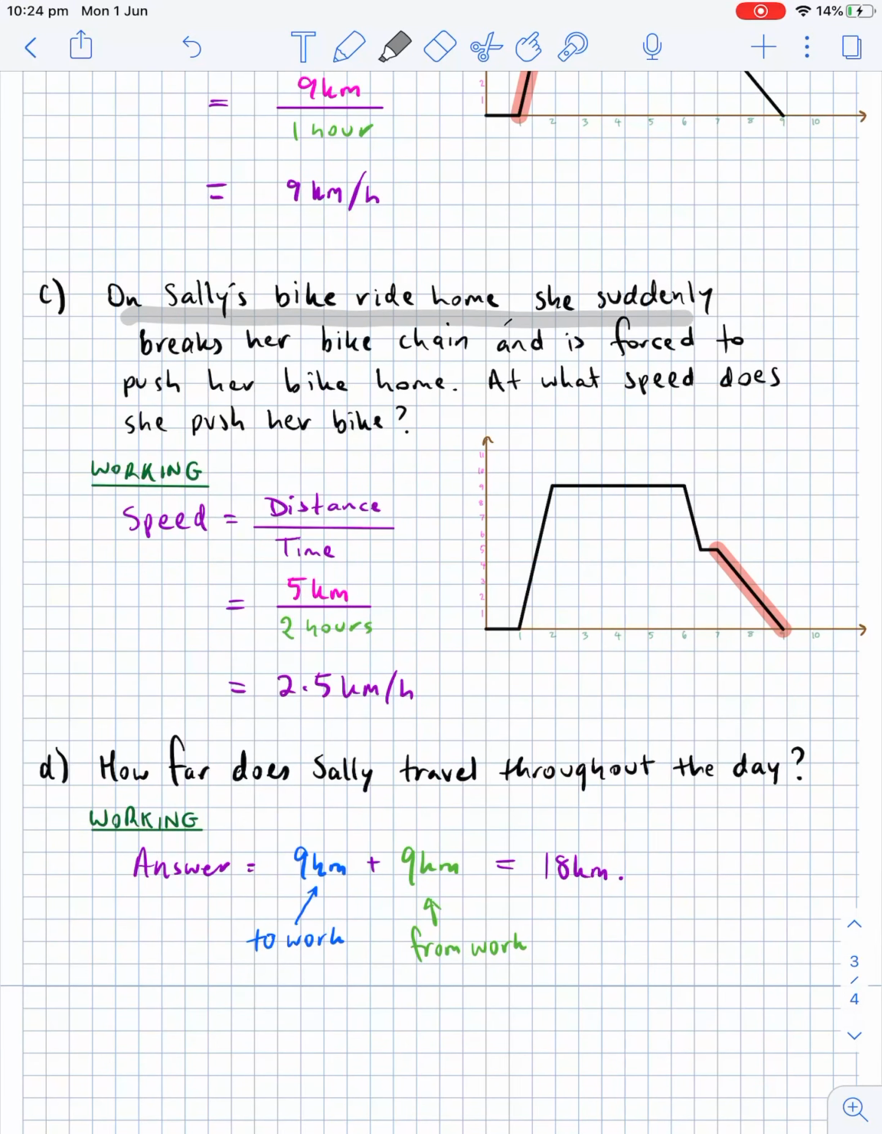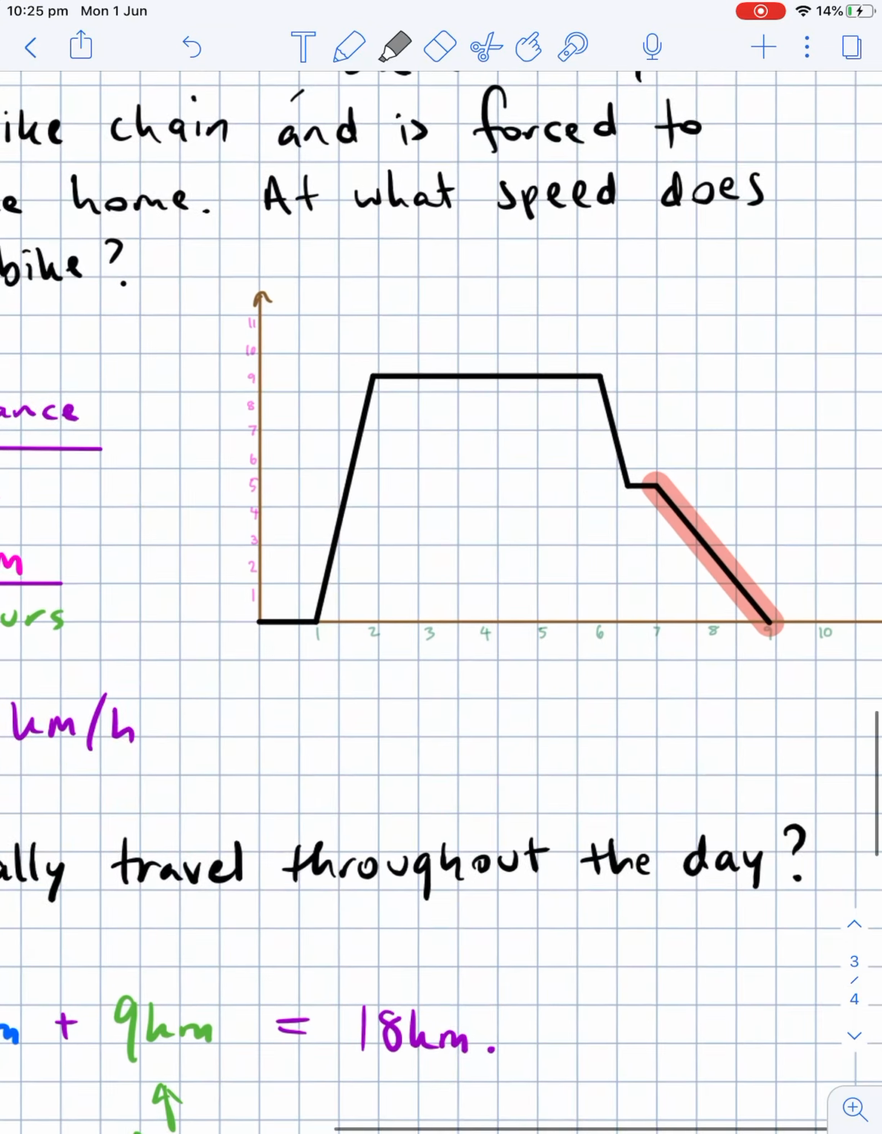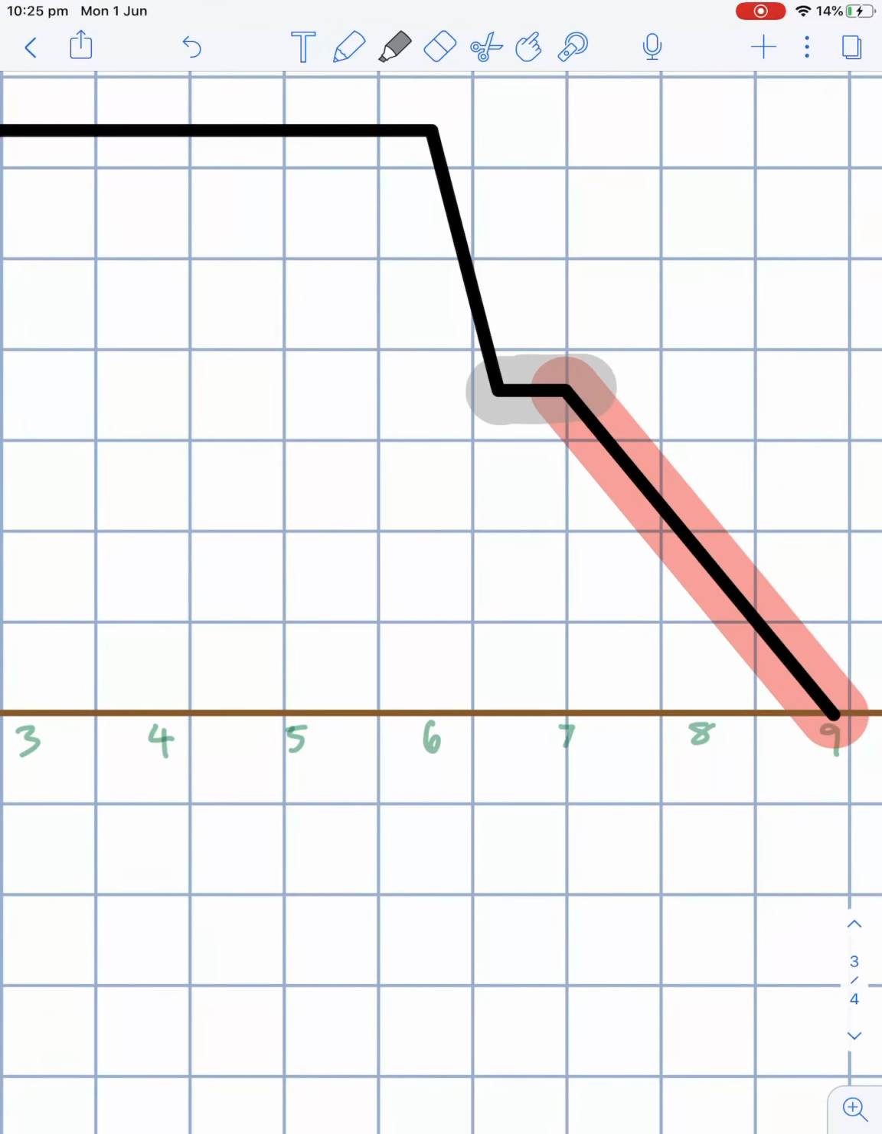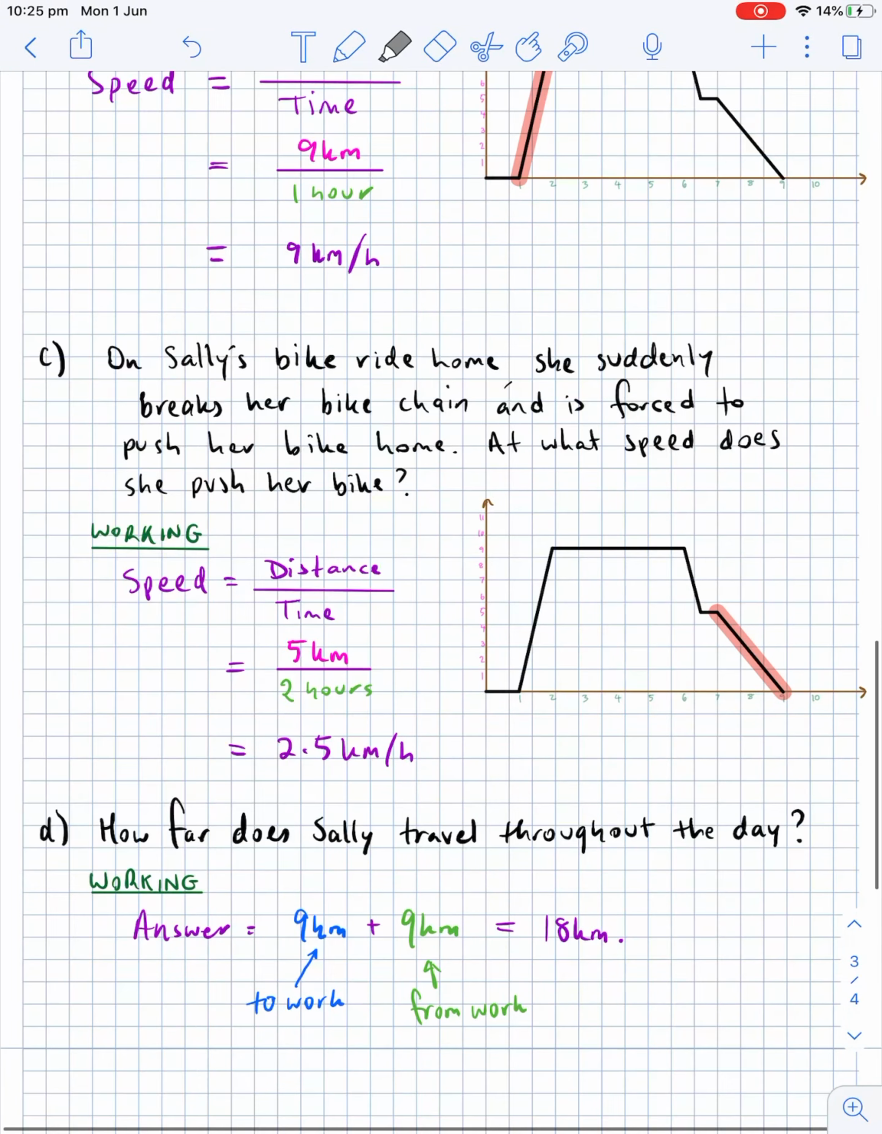Okay, so on Sally's bike ride home, she suddenly breaks her bike chain and is forced to push her bike home. At what speed does she push her bike? If we look here, this is her journey back home. You can see here she starts off going very fast. She's probably on her bike, and then suddenly she has a break for how long? That line there looks from about halfway to 7, so maybe half an hour. It's not quite a full hour because it's not long enough. And then she suddenly has to go a lot slower. It's a lot less steep. So we've got to figure out at what speed does she push her bike.